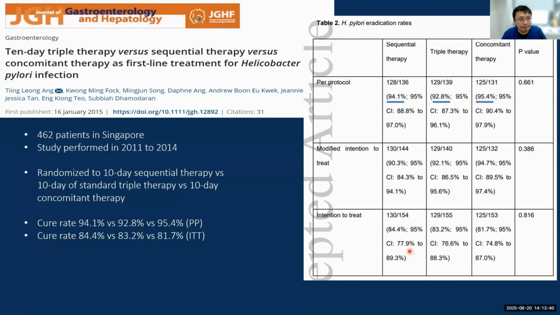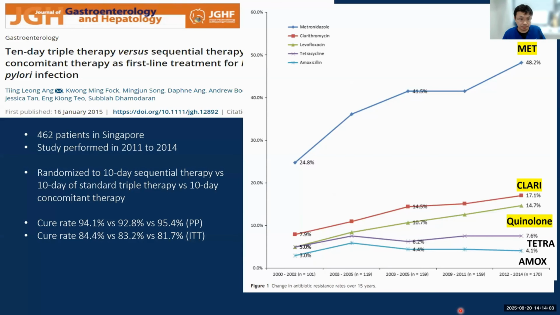Okay, so this is the other studies that show 10 days sequential therapy versus triple therapy versus concomitant. There's not much statistical significant differences. But the most important thing here, again, is compliance and how you manipulate the treatment regimen to increase the cure rate.